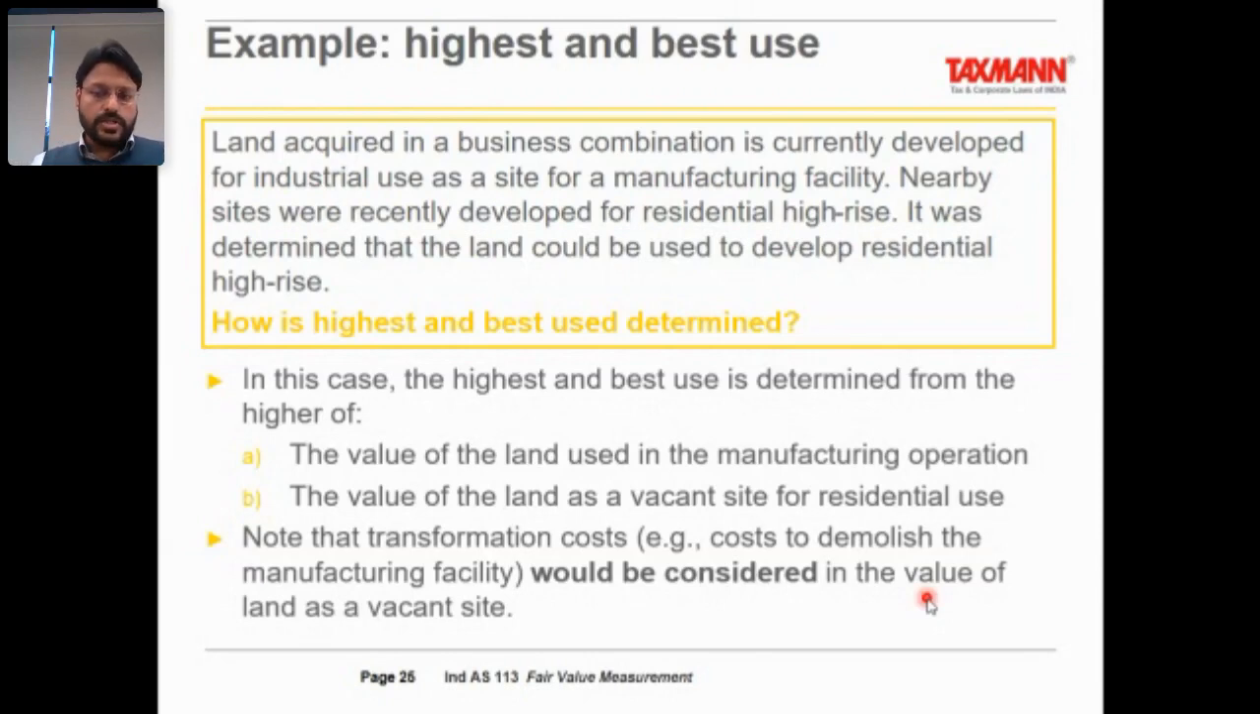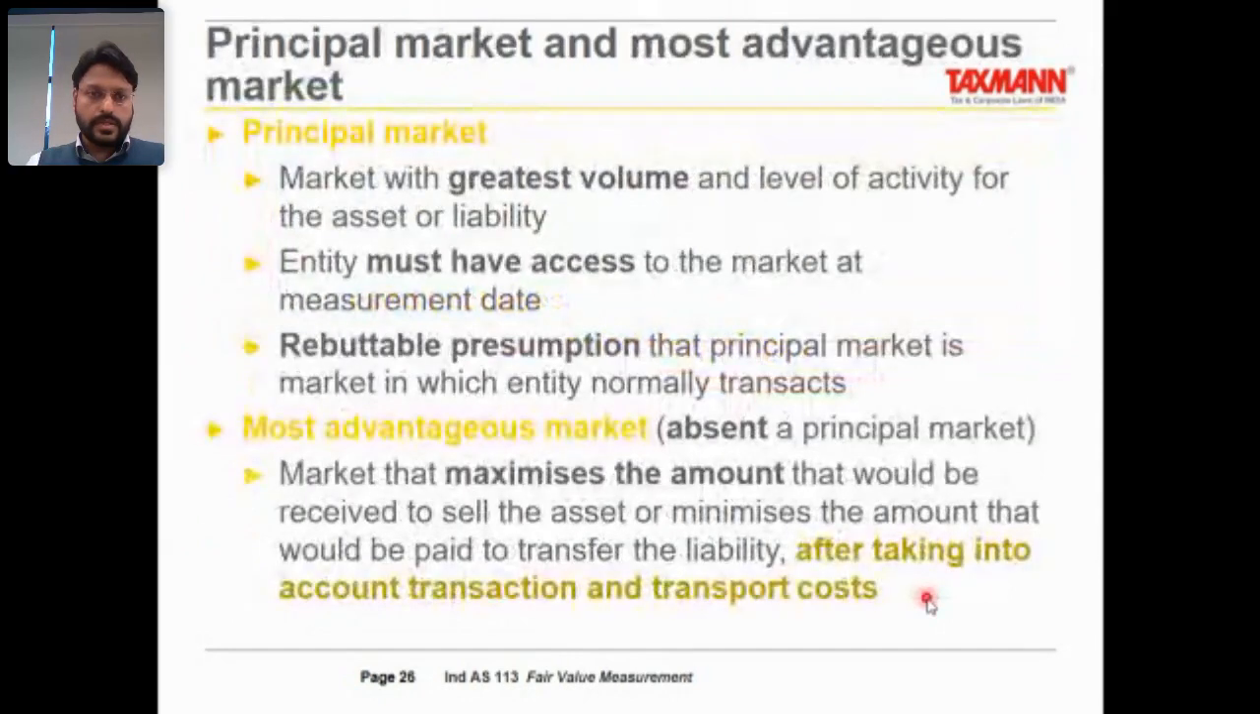Now, transformation cost, like cost to demolish the manufacturing facility, would be considered in the value of the land as a vacant site. So if there is some construction over the land which I am not intending to use, then definitely while measuring the fair value of that land, I would say I need to incur so much expense to clean the land, so that I will deduct from the price I would be quoting. So fair value will get adjusted for that additional cost which I would be incurring for a different use.